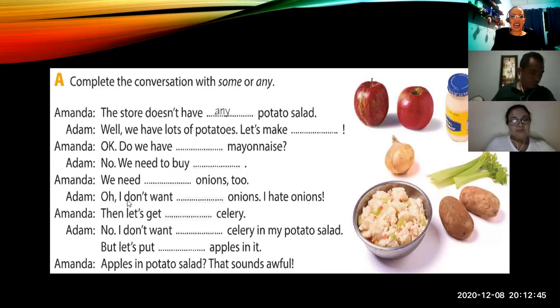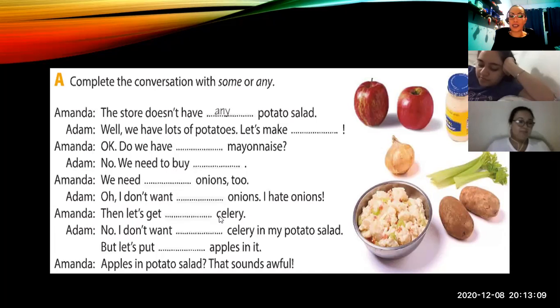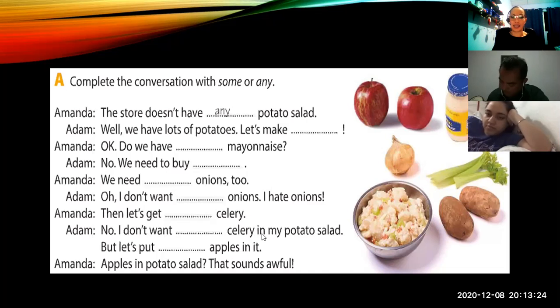And here it says, oh, I don't want any. Ahí sí es any, porque va negativa aquí. I don't want any onions. Es una oración negativa. I hate onions. Ok. Ahora sigue la conversación. Then, let's get some. Excellent. Some celery. No, I don't want any. Está negando. No, no quiero. I don't want any celery in my potato salad.